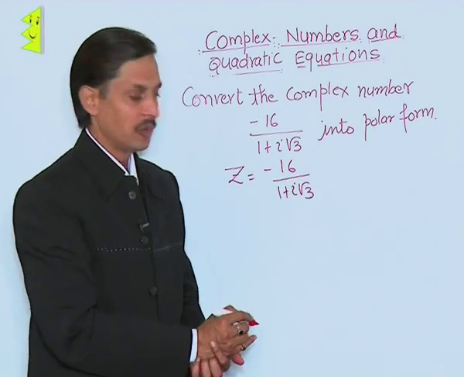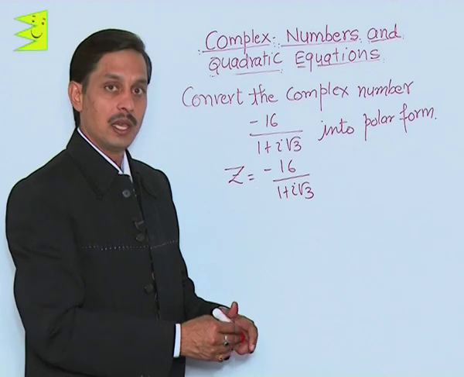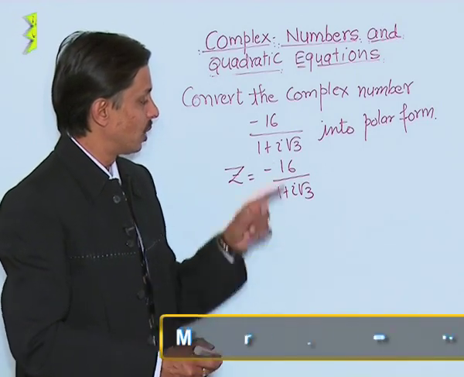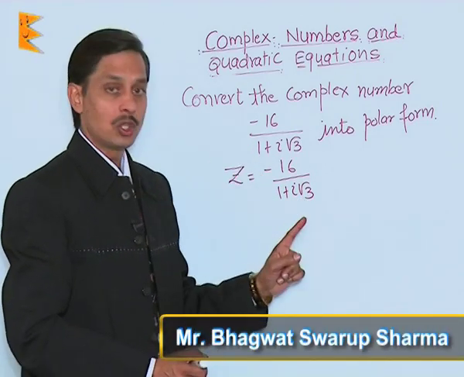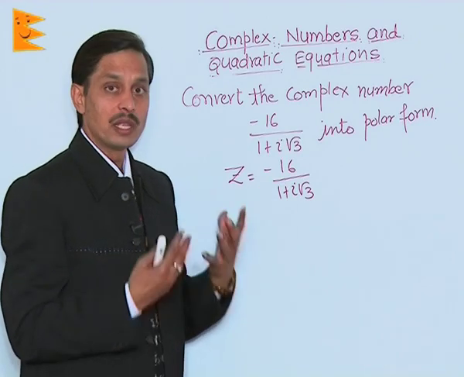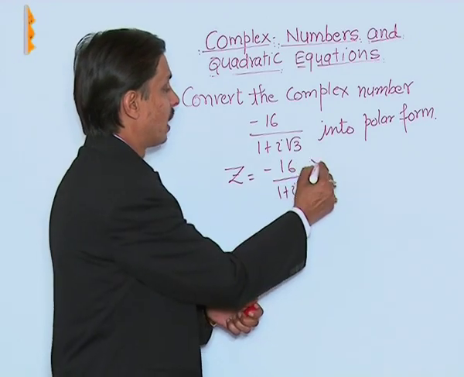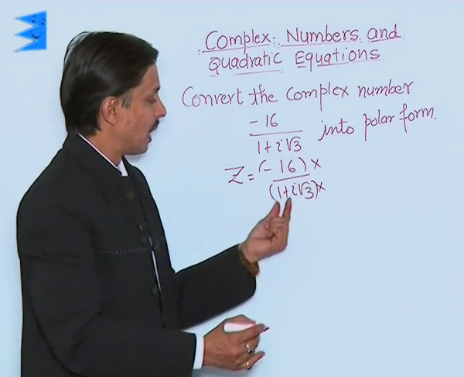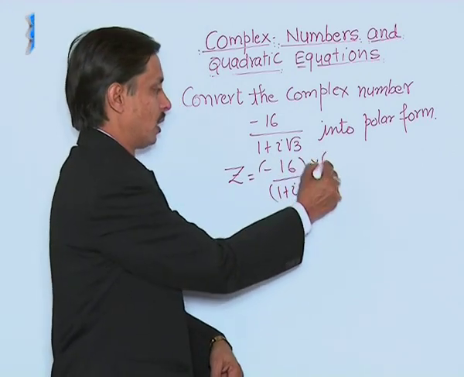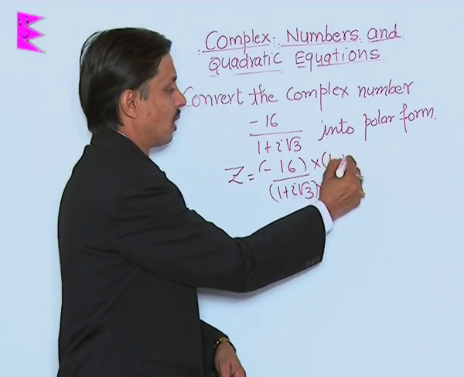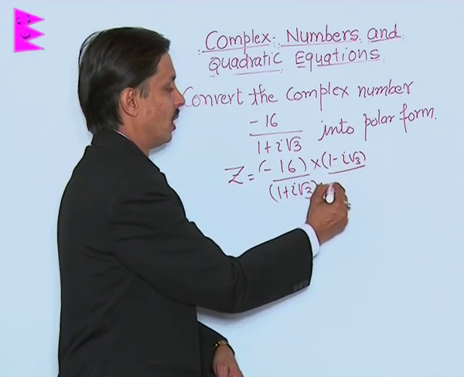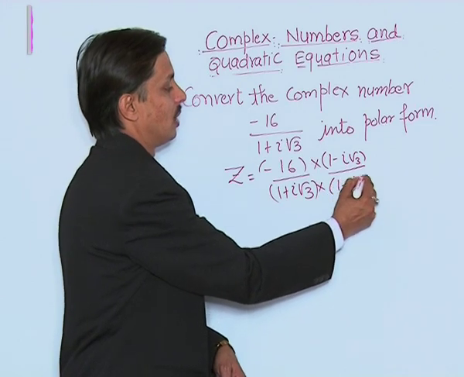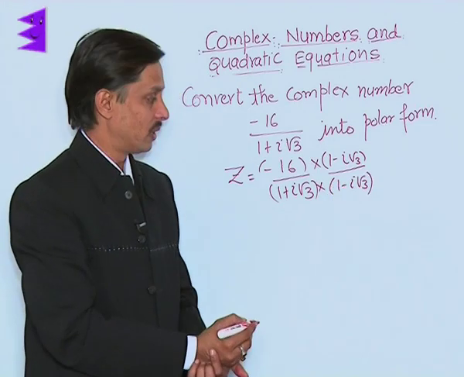iota root 3. The very first step required here is to rationalize, or you can say multiply numerator and denominator both of this complex number by the conjugate of the denominator, that is by 1 minus iota root 3 in numerator and 1 minus iota root 3 in denominator.